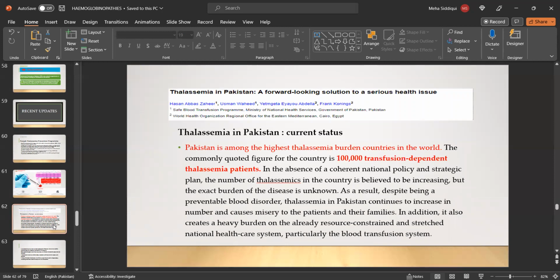Pakistan is among the highest thalassemia burden countries in the world. The commonly quoted figure for the country is 100,000 transfusion-dependent thalassemia patients. But in the absence of a coherent national policy and strategic plan, the number of thalassemics in the country is believed to be increasing, but the exact burden of disease is unknown. As a result, despite being a preventable blood disorder, it continues to increase in number in Pakistan and causes misery to the patients and their families.